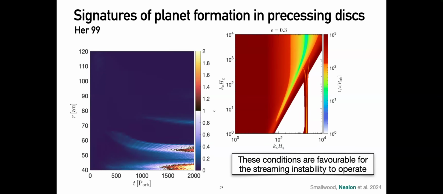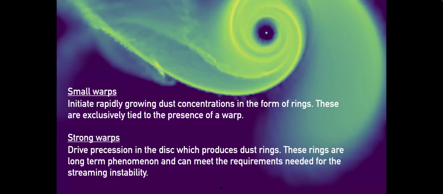On the right hand side, he calculates the timescales on which the streaming instability should be occurring, like how quickly it should occur if it happens to be ignited. And he found that these are favorable for planet formation. So at least in this particular simulation, Jeremy was able to demonstrate that by having these dust rings, you can actually find conditions that are favorable for planet formation to occur through the streaming instability.